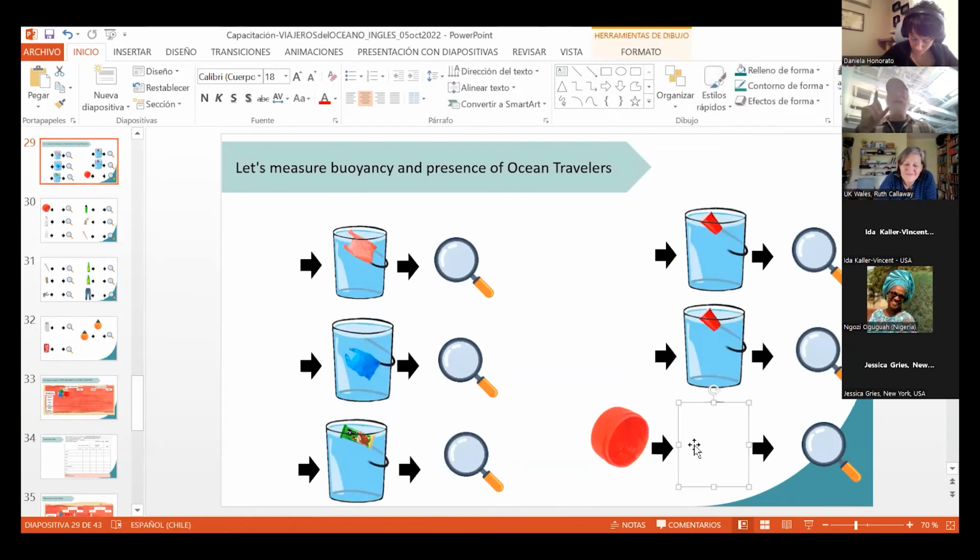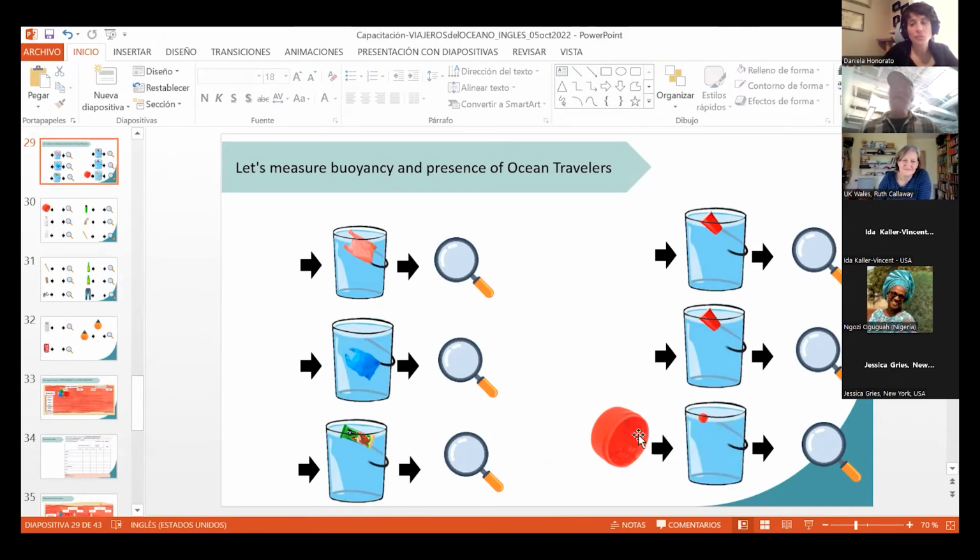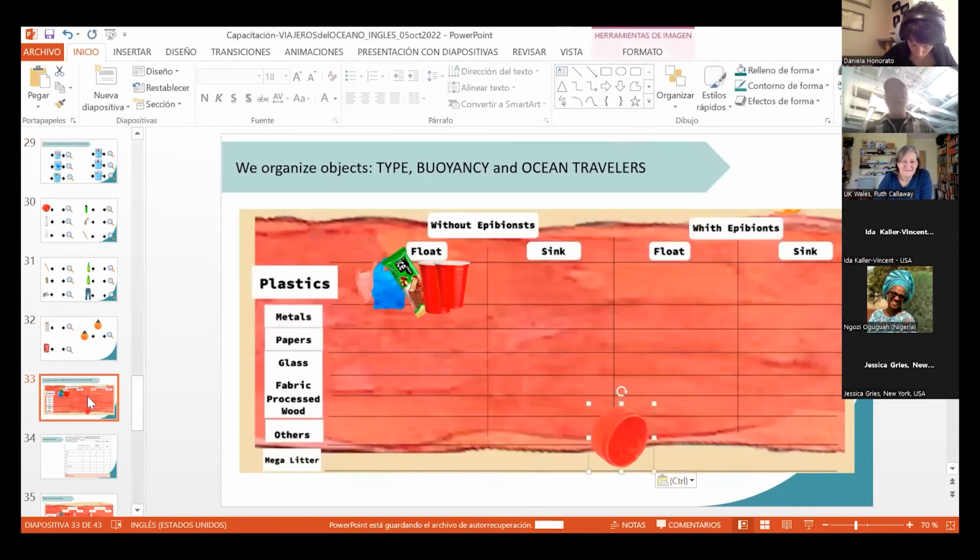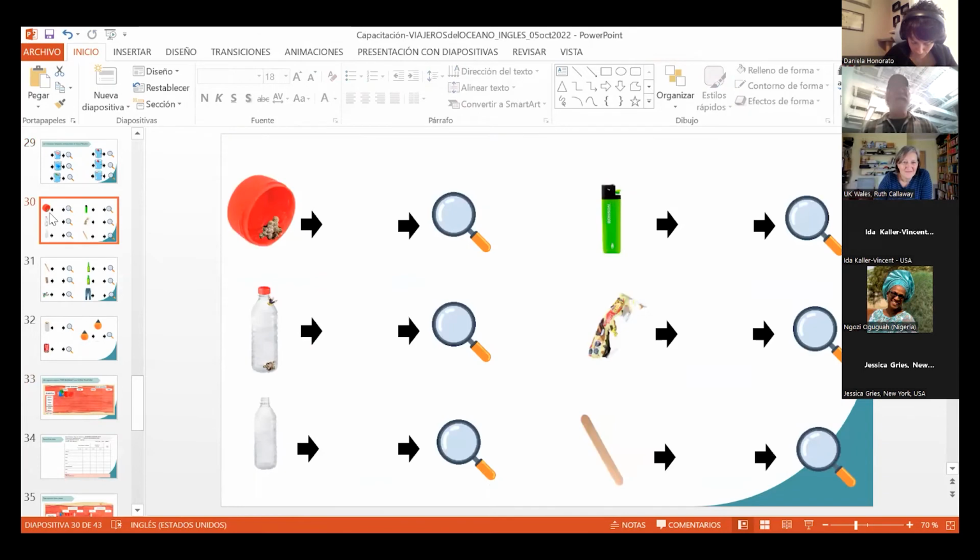How about the bottle cap? And this is actually a good reminder. You may say, oh, why do you do this? We already know that it doesn't float. Well, a couple of weeks ago I was out with some volunteers and they had a bunch of bottle caps, and I said, oh, they're all going to float. But to my surprise, there were 2 bottle caps among them that did not float. And that is a really good reminder that you need to test all your items. This one did float, and so it also goes into our category of floating plastic without epibionts.